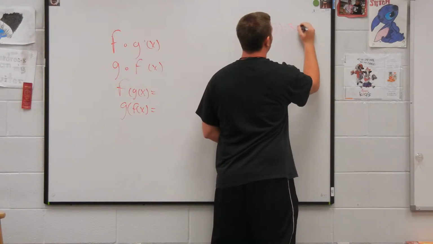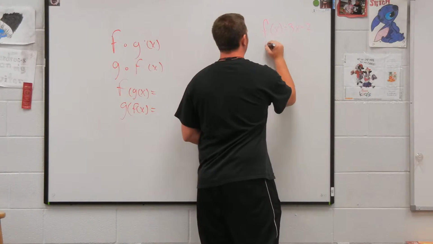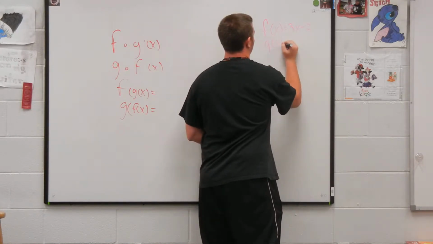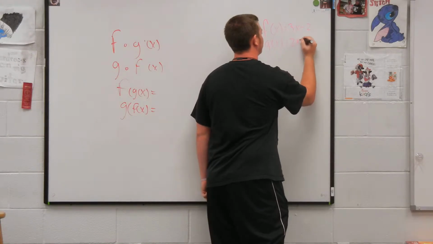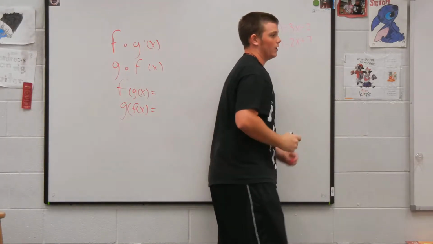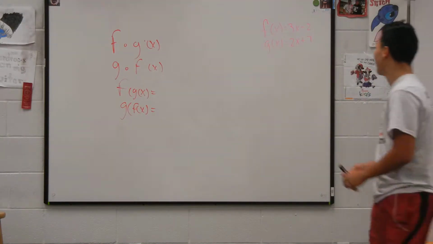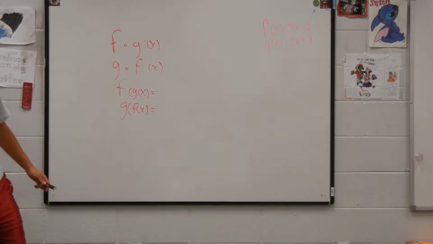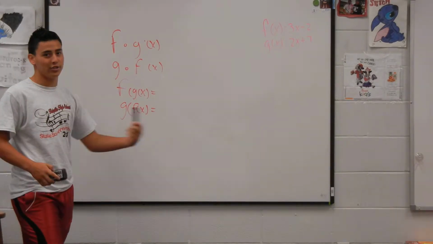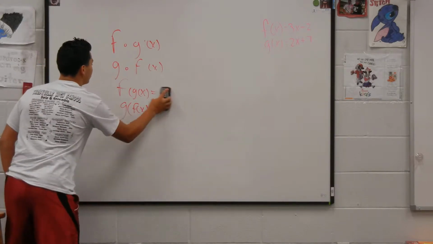f of x equals 3x minus 2, and then g of x equals 2x plus 7. Now I'm going to give it back to Rigo to solve. Alright, thank you, Ryan. I'm going to have to erase this to solve it, but I'm going to keep this up for y'all so y'all can understand.